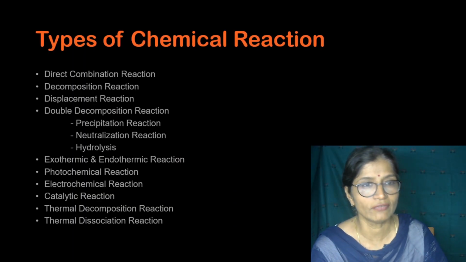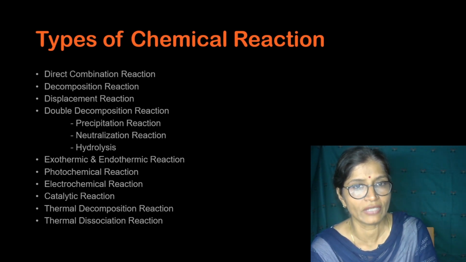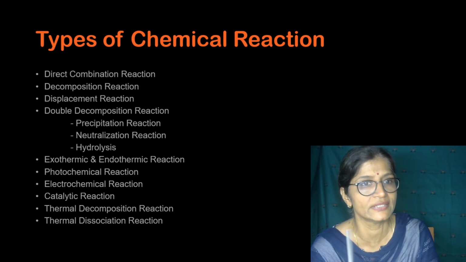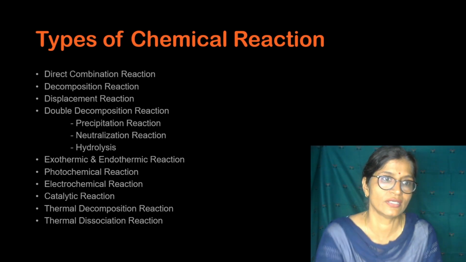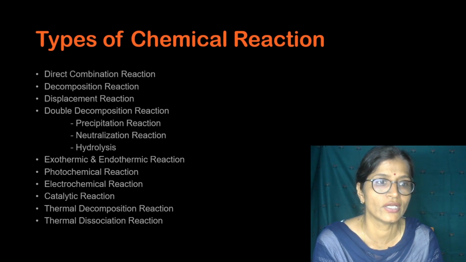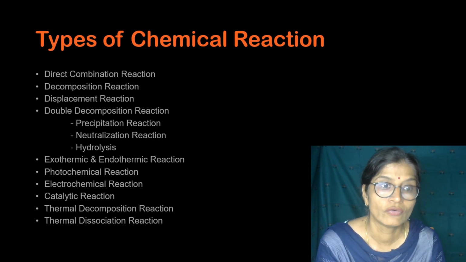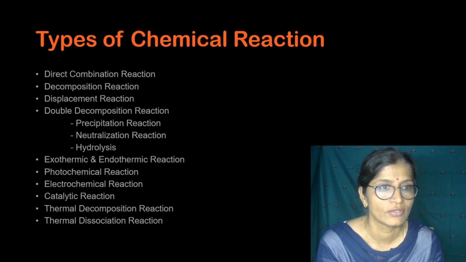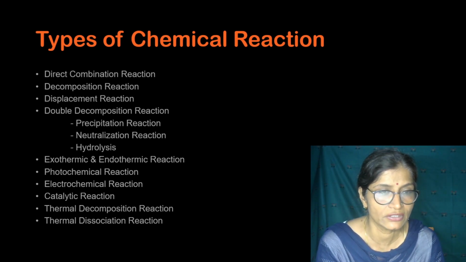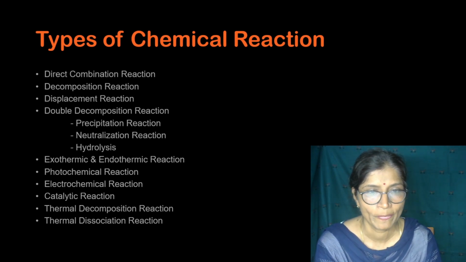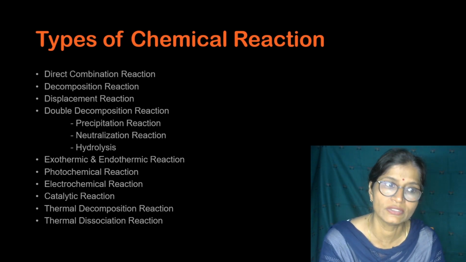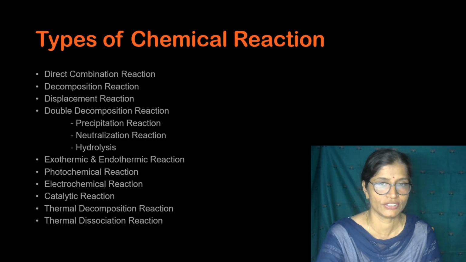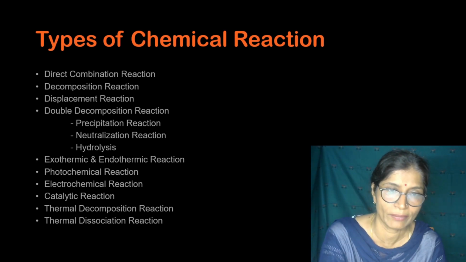So these are the different types of chemical reactions we have all discussed today. That is the direct combination, decomposition, displacement, double decomposition reaction, where we have studied precipitation, neutralization and hydrolysis, then exothermic and endothermic reaction, photochemical reaction which takes place in presence of light, electrochemical which takes place in presence of electricity, catalytic reaction in presence of a catalyst, thermal decomposition means decomposition of a compound in presence of heat, thermal dissociation, that is a reversible thermal decomposition reaction. So this is all about this chapter.